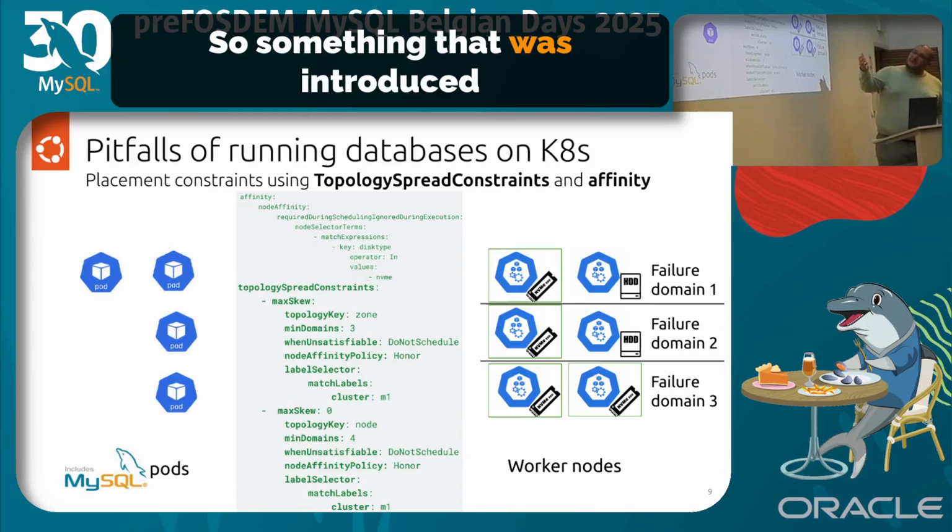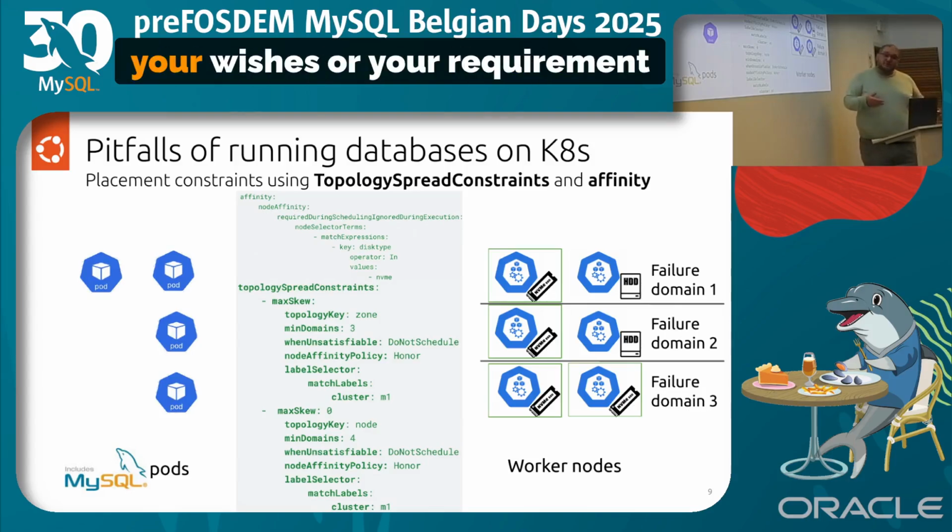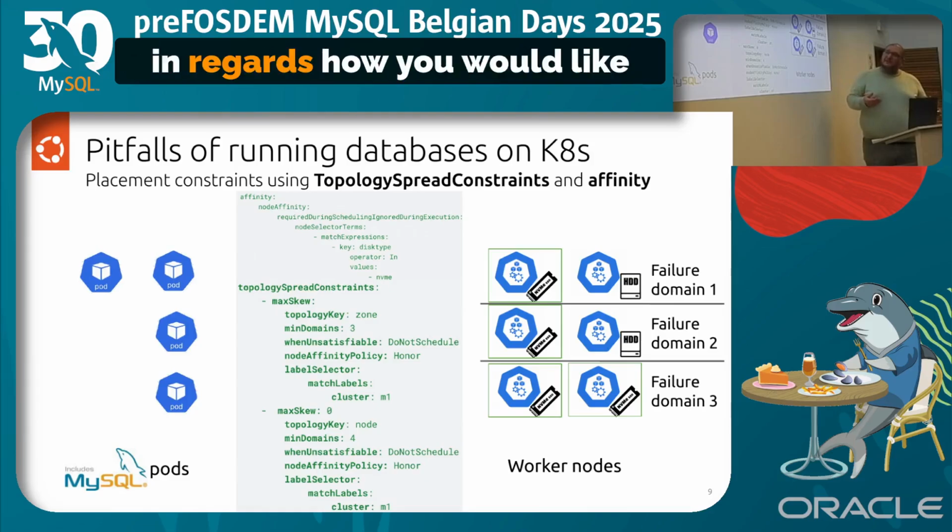So something that was introduced in the Kubernetes API is something we call topology spread constraint. And as the name implies, it helps you express your wishes or your requirements regarding how you would like to spread your pods.